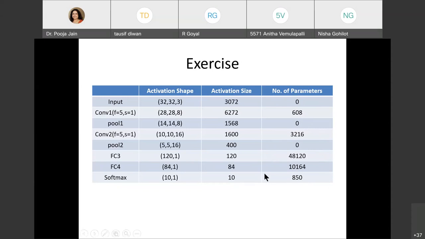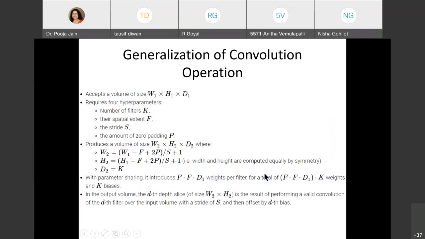Okay. Now let us generalize this convolution operation. Suppose we apply a convolution operation on an input volume of size W1, H1, D1. W1 is the width of the input, H1 is the height of the input, and D1 is the depth of the input. On this volume, we apply K filters.